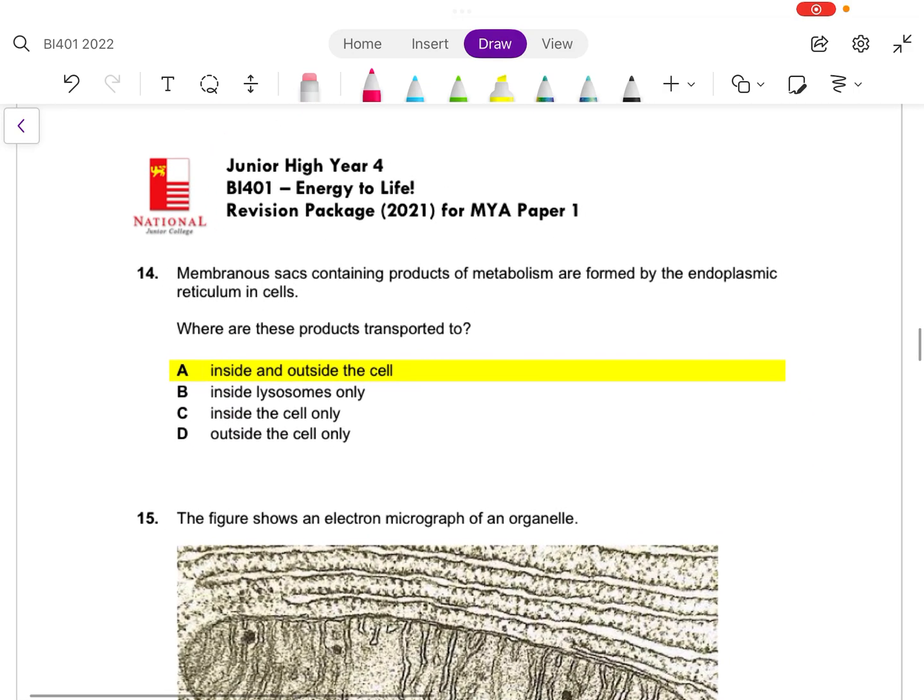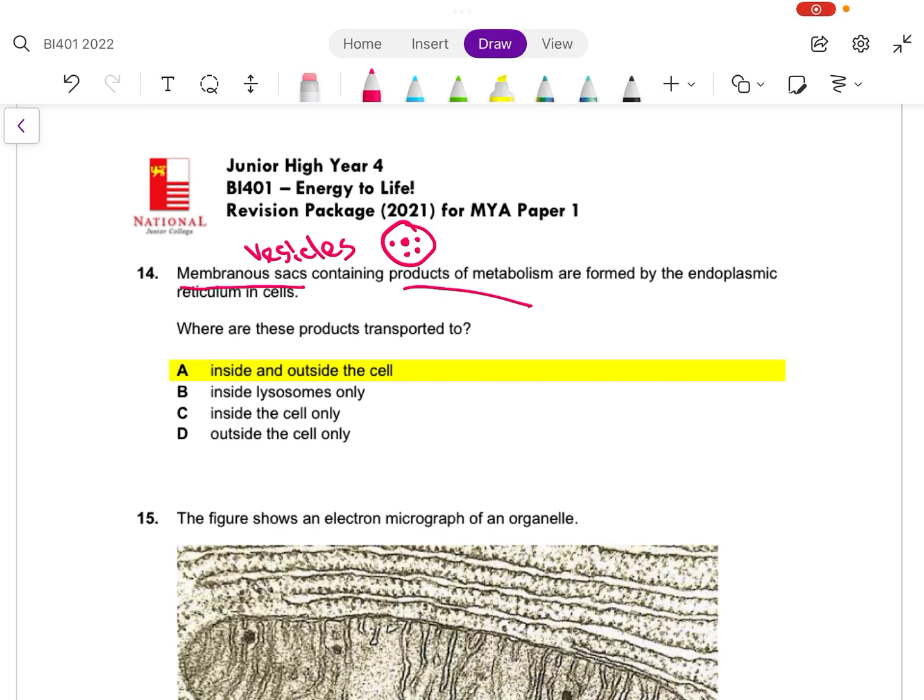Next, let's go to question 14. Question 14 is a question on the membranous system inside the cell. So they say membranous sacs containing products of metabolism are formed by the endoplasmic reticulum. Membranous sacs, I think we are referring to vesicles. Alright, so where are these products transported to? Okay, why would you need to produce vesicles from the endoplasmic reticulum? Where would the products within the vesicles be transported to?